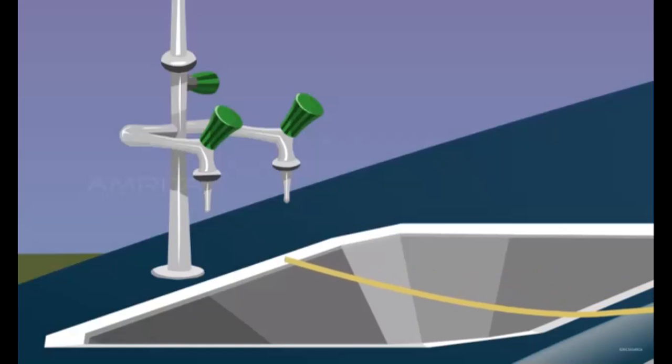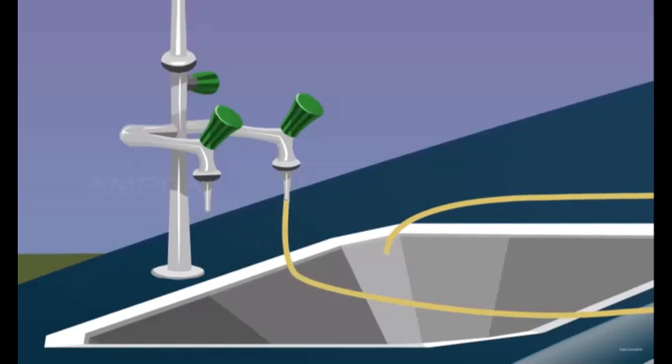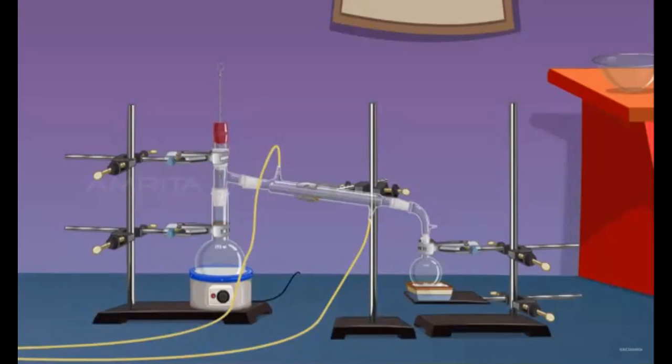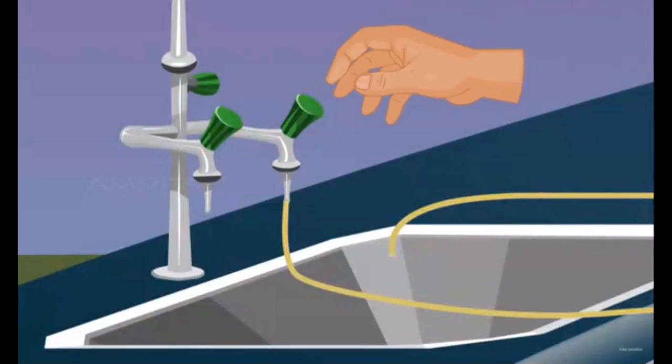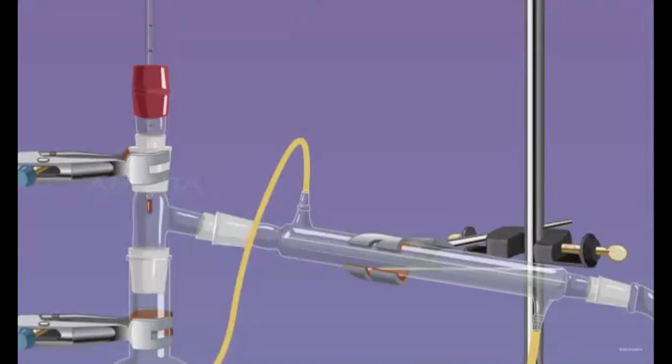Connect a rubber tube between the tap and the inlet of the condenser to allow the cold water to enter. Connect another rubber tube to the outlet of the condenser to pour the hot water from the condenser to the sink. Open the tap so that water flows through the tube and fills the condenser and then comes out through the outlet.